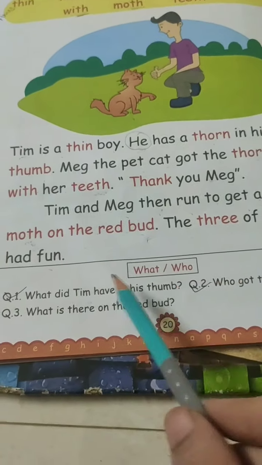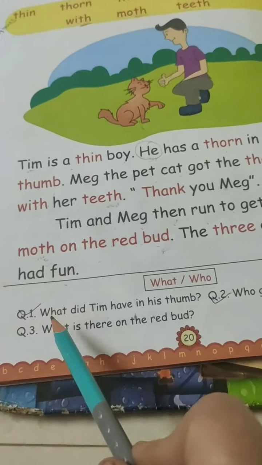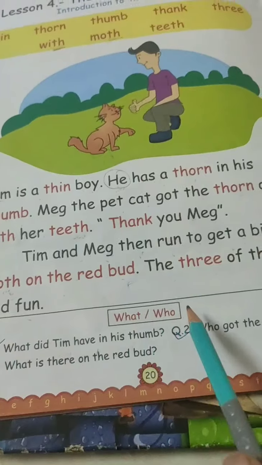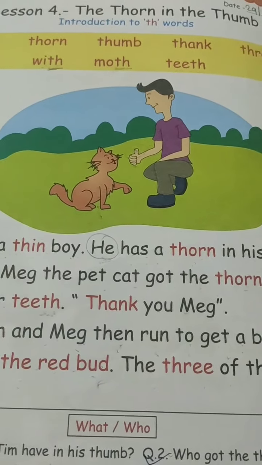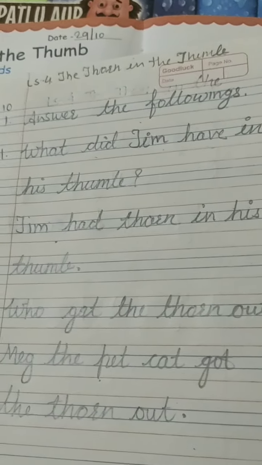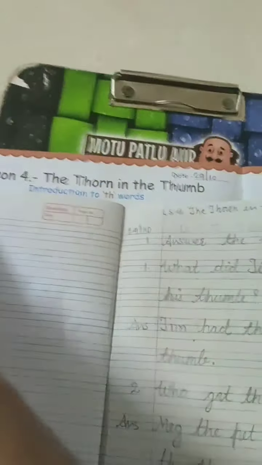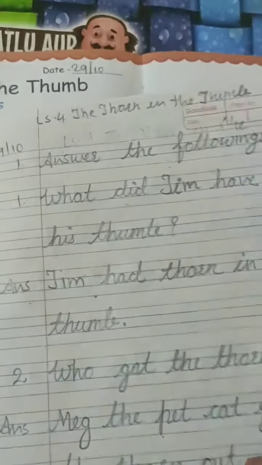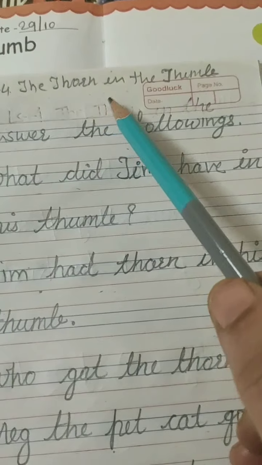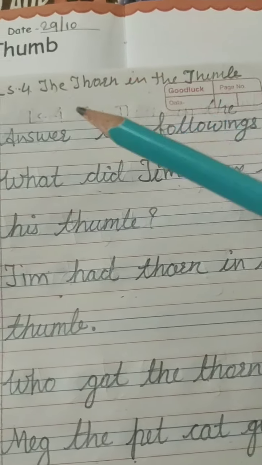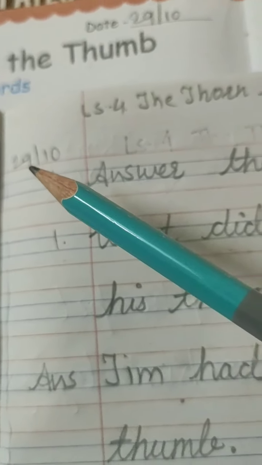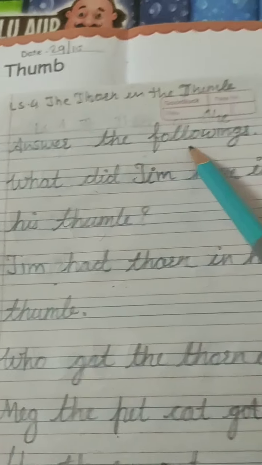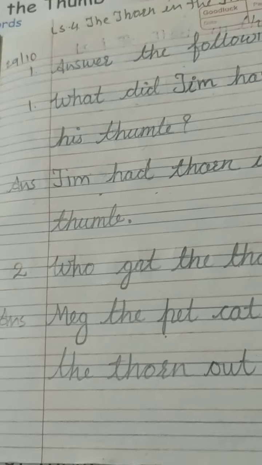See, there are 3 questions and you are going to prepare question number 1 and question number 2. For that I want you to open your notebook. Write the lesson name. What is the name of the lesson? Lesson number 4, the thorn in the thumb. Come on, write. Date. Everyone put the date, 29th of October. Answer the following. Come on, write. Start writing fast.